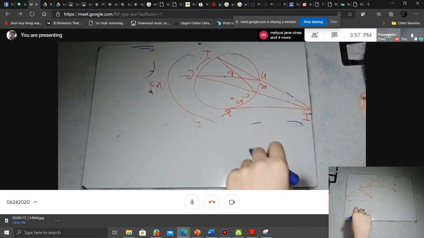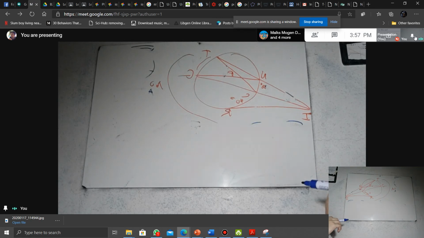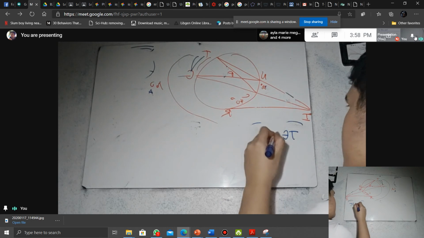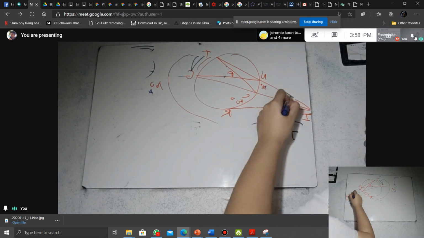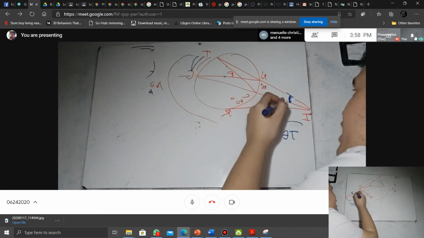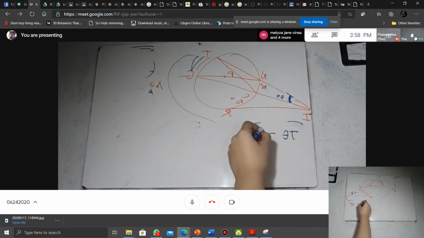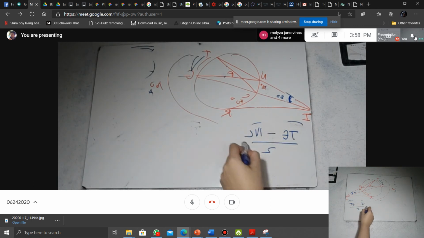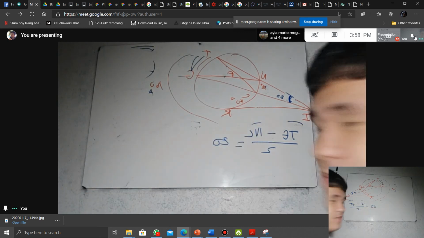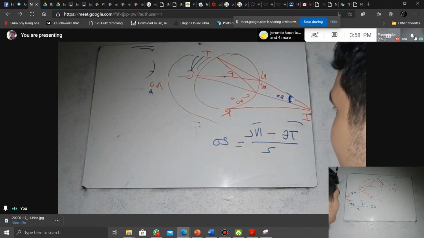Ang unang tanong sa atin ay RTE. So, TE, dahil nasa labas ito, given kasi yan eh. Tama ba? Yes, given to. TE equals 20. Dahil given yan, we can use that. TE minus NC over 2 equals 20. Nagets yun, guys? Yes, sir. Okay, yan. Sige.